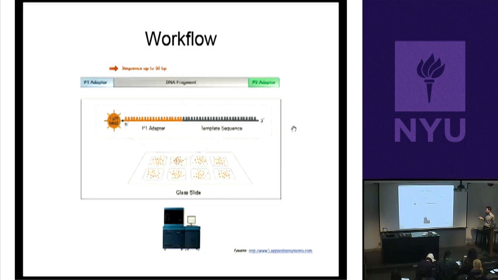The bead has a universal P1 adapter as well, and it allows us to actually put the sequence on the slide that's eventually going to go into the machine. And what happens is you deposit a bunch of these beads, each having a different template DNA sequence on it, onto a glass slide, and the machine is able to read each one of the sequences on every single bead that you see on a glass slide.